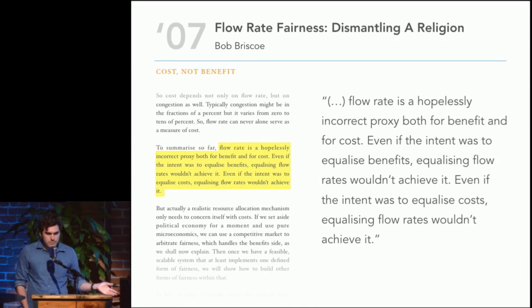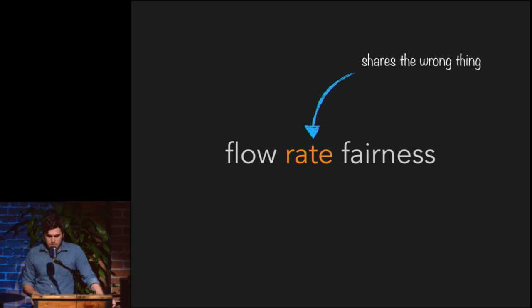And so the paper just asserts that, well, flow rate is a hopelessly incorrect proxy for both benefit and cost, right? If the intent was to equalize benefits, equalizing flow rates doesn't do it. Even if the intent was to equalize costs, equalizing flow rates wouldn't achieve it. And so sharing the bit rate is wrong. But not only that, it shares the wrong thing amongst the wrong entity.